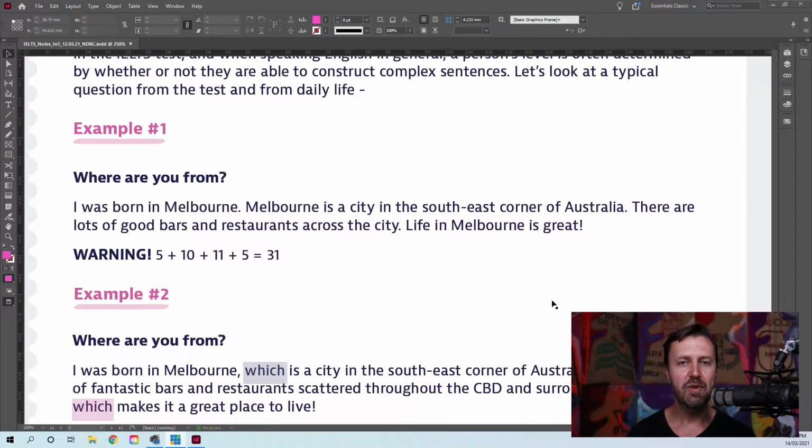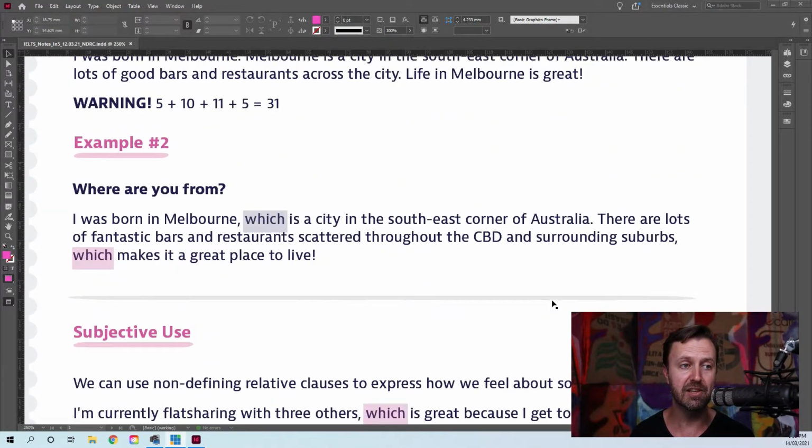Now, the issue with this is that the average words per sentence is only 8. It's probably too short for an academic style response. We want to increase the number of words and decrease the number of sentences. Let's look at example 2 where we do that. We improve the response and we're able to show the examiner and anyone listening to us that we have a higher level of English.